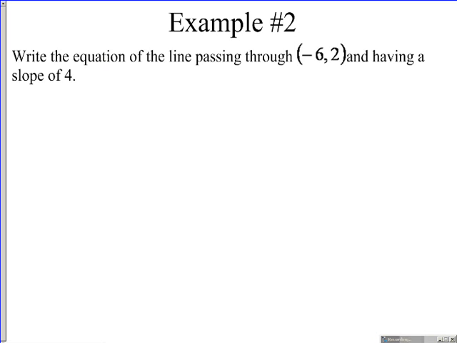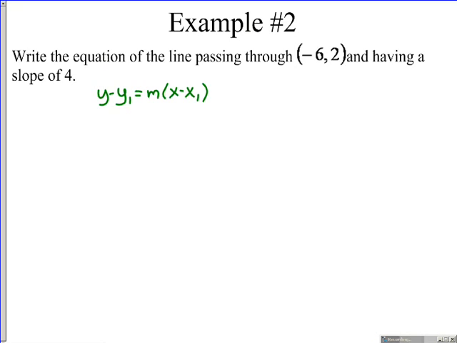Write the equation of the line passing through the point negative 6, 2, and having a slope of 4. Here we are given a point and a slope. That means you should be using point slope form. So y minus y1 equals m times x minus x1.